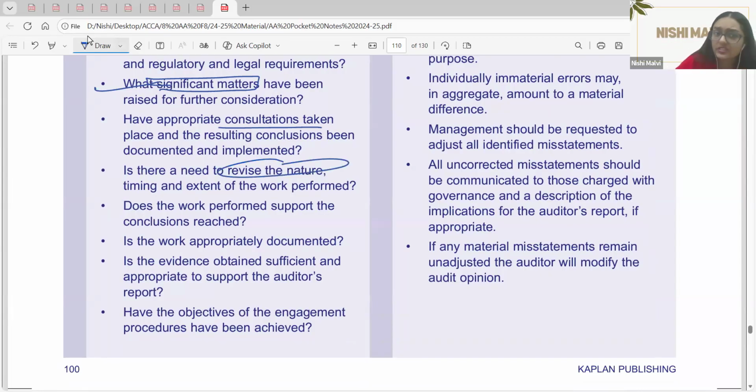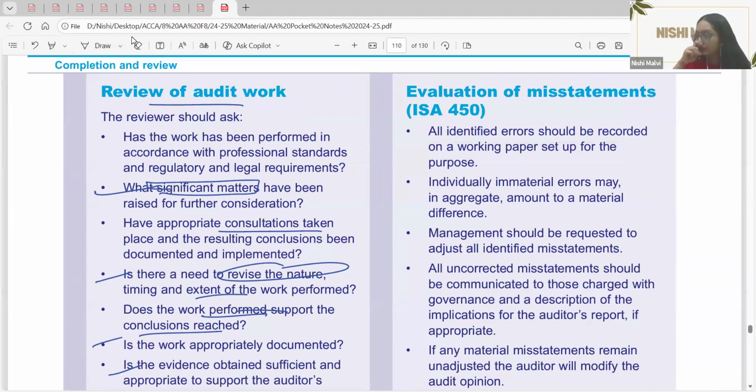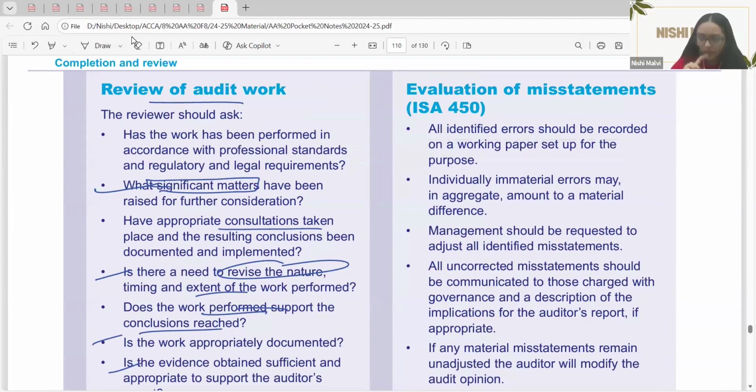Is there a need to revise the nature and timing? If there is any significant change, is there a need to revise the audit plan? Does the work performed support the conclusion reached? You need to check: is the work appropriately documented? Whether all working papers are documented appropriately or not, you need to check that. Check the evidence, whether sufficient appropriate evidence has been obtained or not. Whether the engagement objectives were fulfilled or not, you need to check that. Okay.